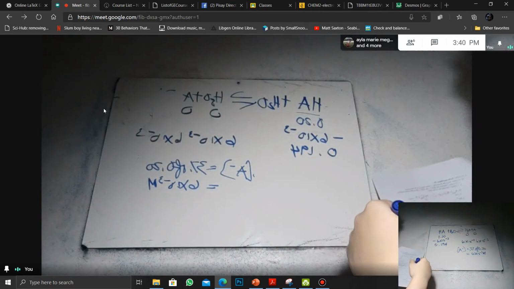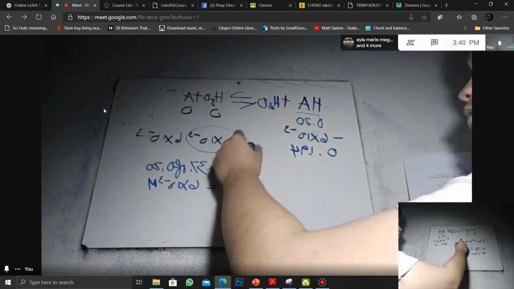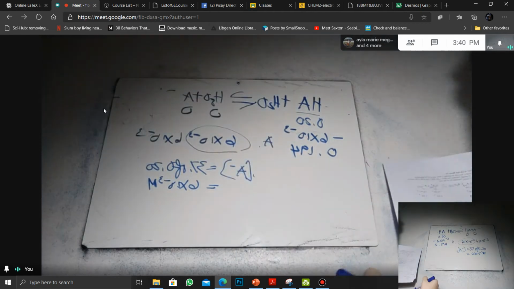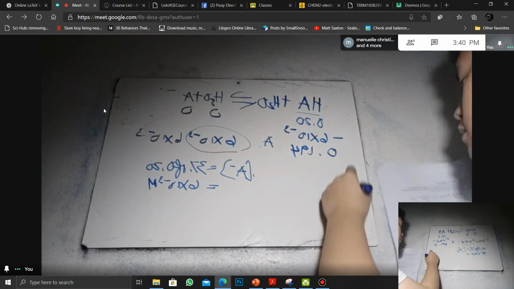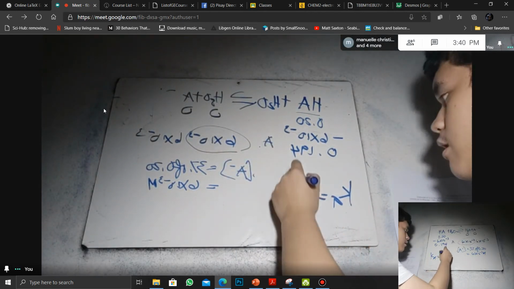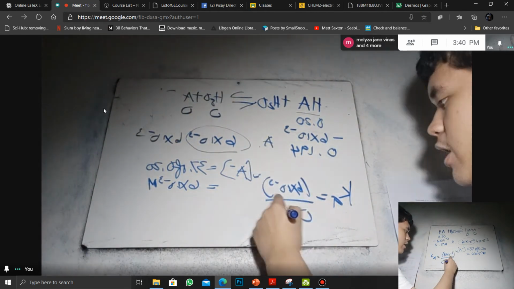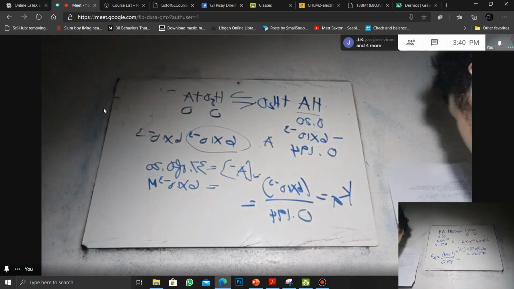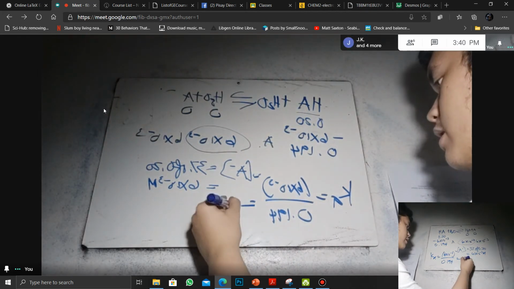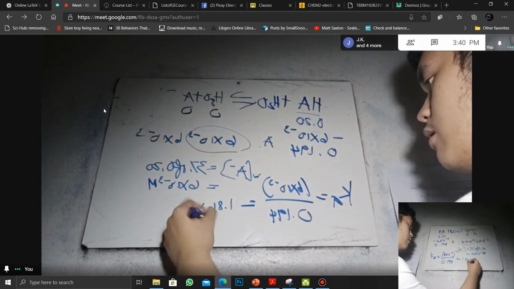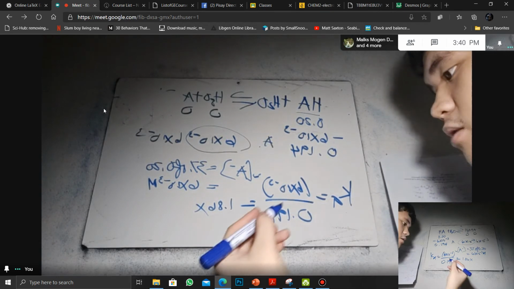Ayan na, so this is letter A. Letter B, find the KA. Okay, Ka equals 6 times 10 to the negative 3 squared over 0.194. We should get around 1.86 times 10 to the negative 4.